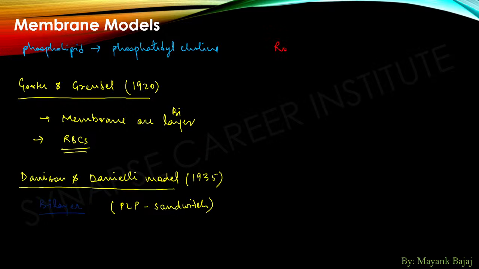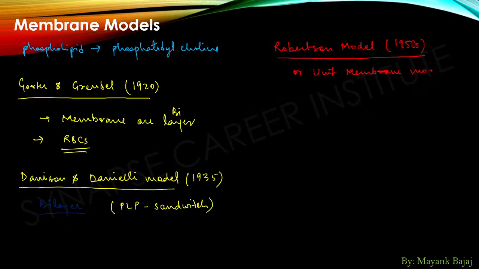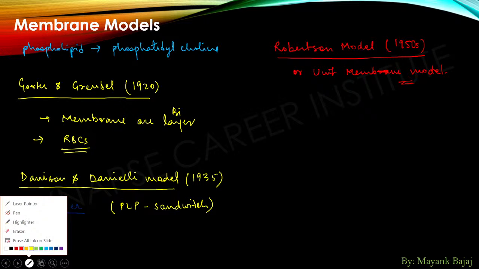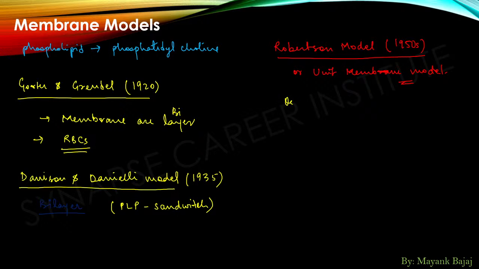The Robertson model was proposed in the 1950s, right? So it is a kind of history only. There is not so much to understand here, right? However, the Robertson model was also called the unit membrane model. Why is it called the unit membrane model? Because Robertson used a heavy metal, that is osmium tetroxide.